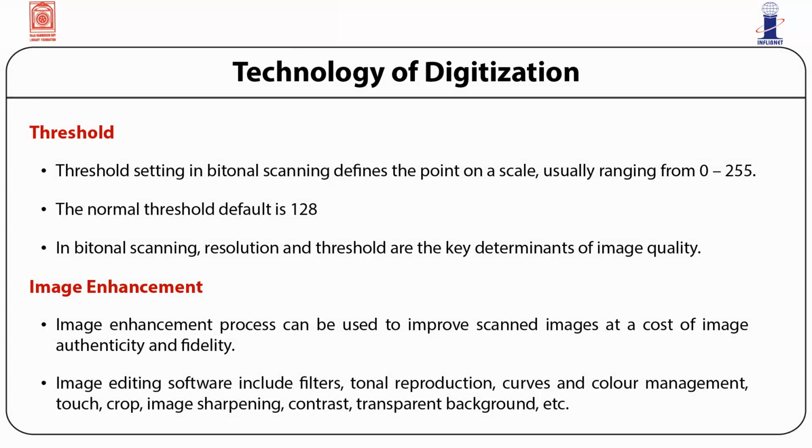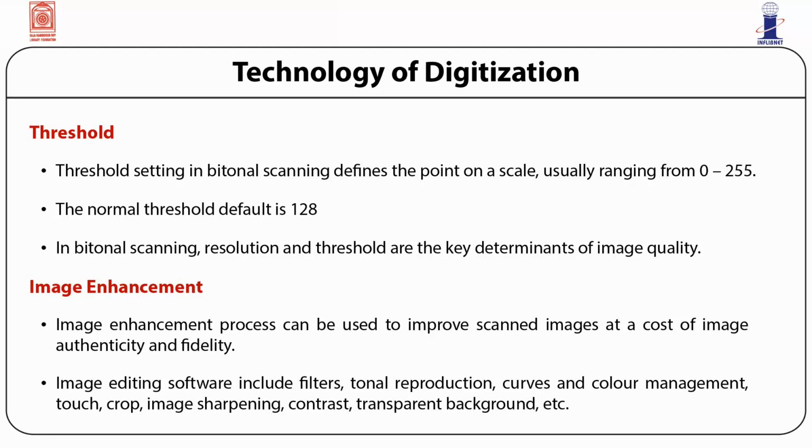After resolution, the other component is threshold. Threshold setting in bitonal scanning defines the point on a scale usually ranging from 0 to 255. The normal threshold default is 128. But if you want to increase the value, that will determine the image quality. So there is no standard rule that it should be 128 or 255. Depending upon the quality of the image, we can set it anywhere. But at minimum, it is advised to keep 128 for the threshold value.